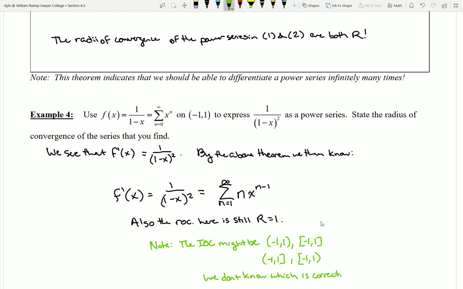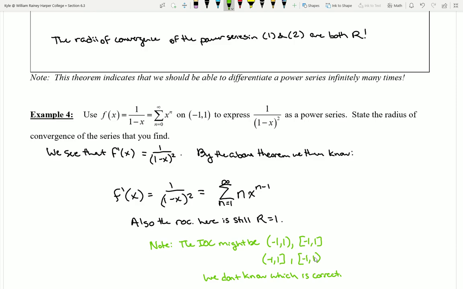When we take the derivative or the antiderivative, the endpoints of our interval of convergence may change. And so all the above theorem guarantees us is that the radius of convergence will remain the same. And remember that the radius has nothing to do with whether or not the endpoints are included or excluded.